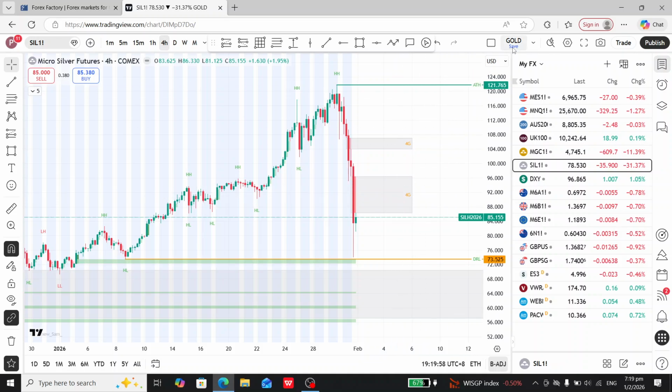So right now I don't have any zone to trade here. So probably I will trade indices for this coming week. Okay, that's all for this week.